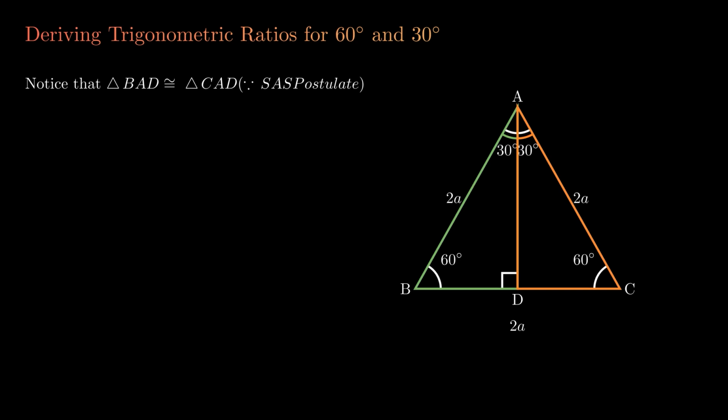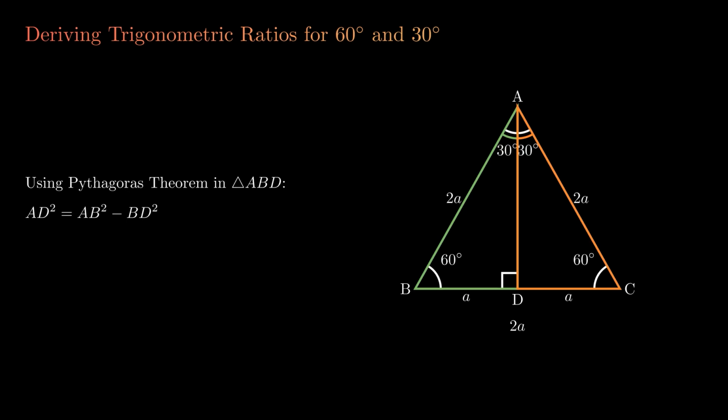Now that we know angle ABD and angle CAD are congruent, the side BD will equal side CD, which is equal to A. Note that originally the whole length of BC was 2A, therefore the side length of BD and CD will become A.